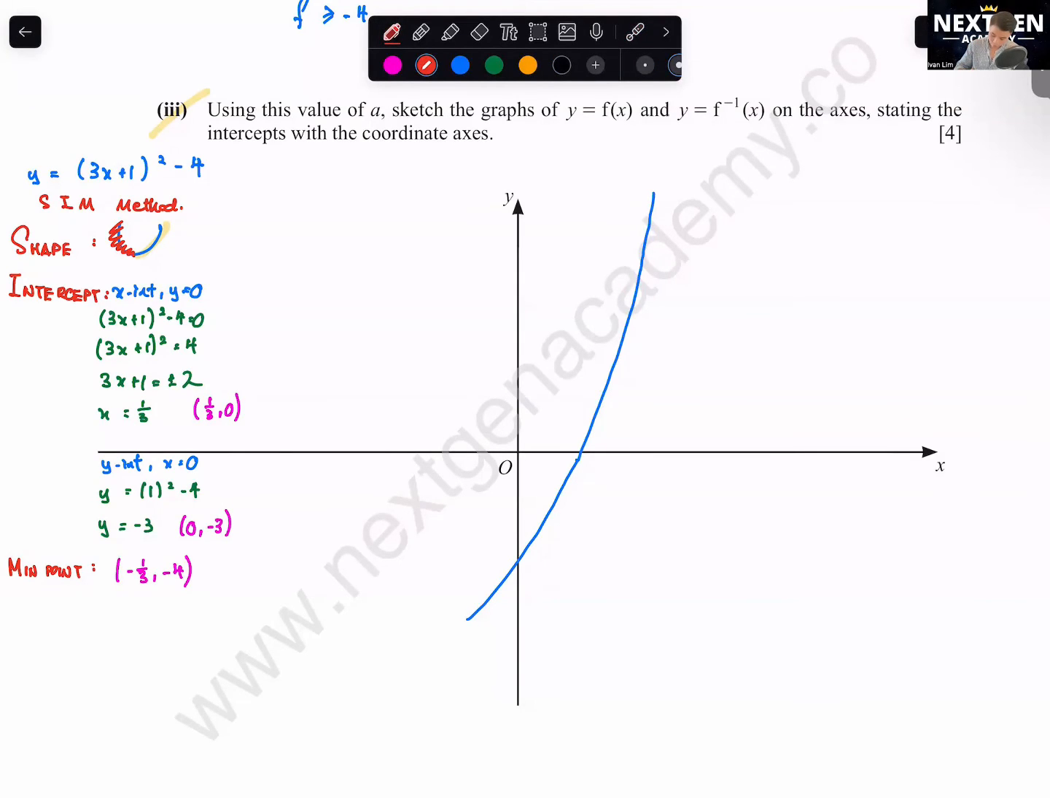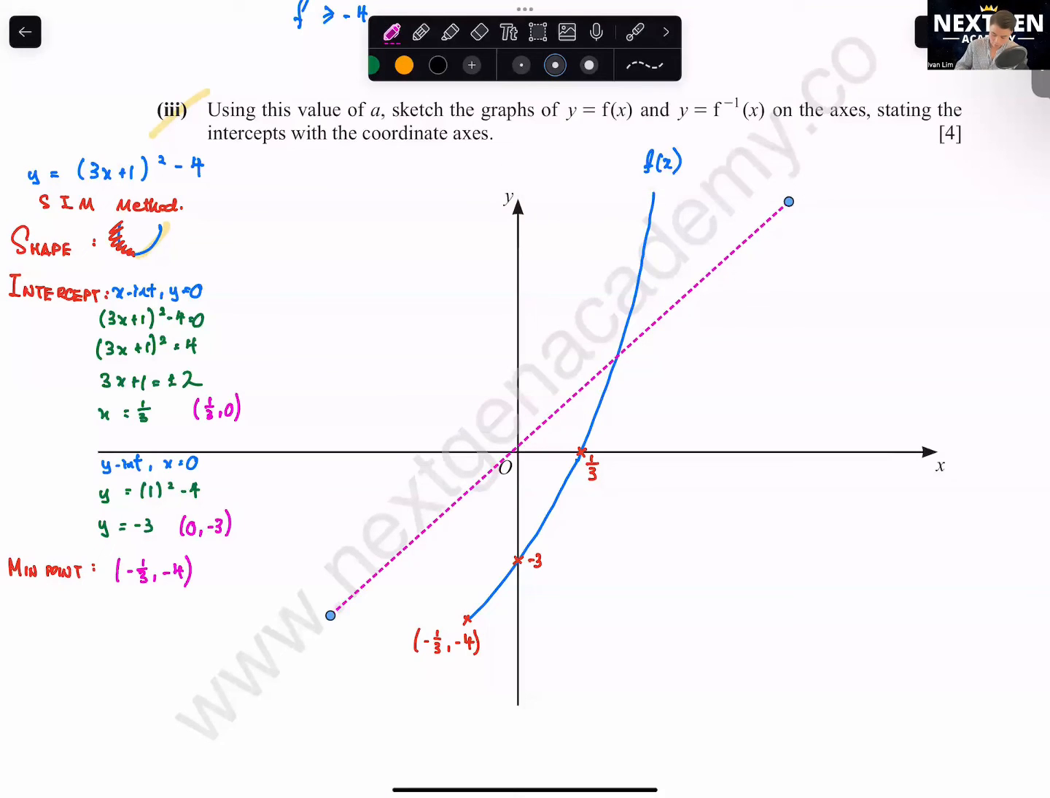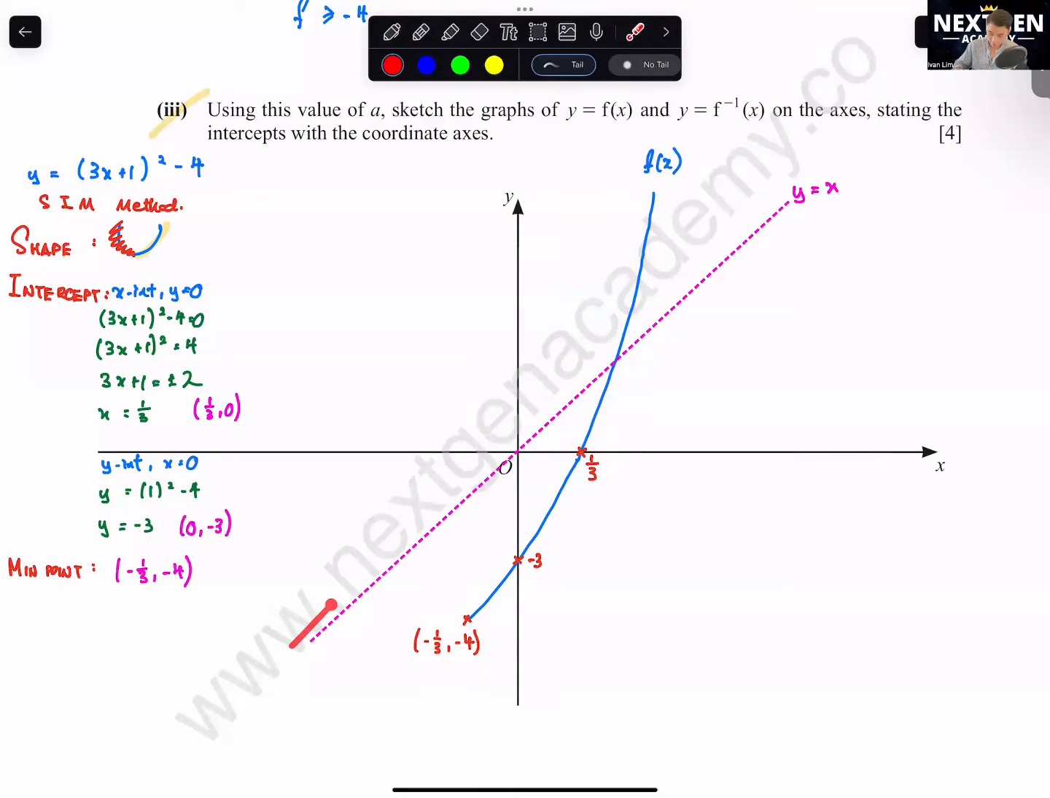Then, what I want you all to list out, this minimum point, actually it is not necessary, but I just list it out so that you all understand clearly. So here you'll get negative 3, and here you'll get 1 over 3. This is my f(x) graph. When we draw the inverse, I just follow the mark scheme also. They always draw the y equals x line. It's easier for you to sketch out nicer also, because when you draw an inverse graph, it is reflected on this y equals x line.